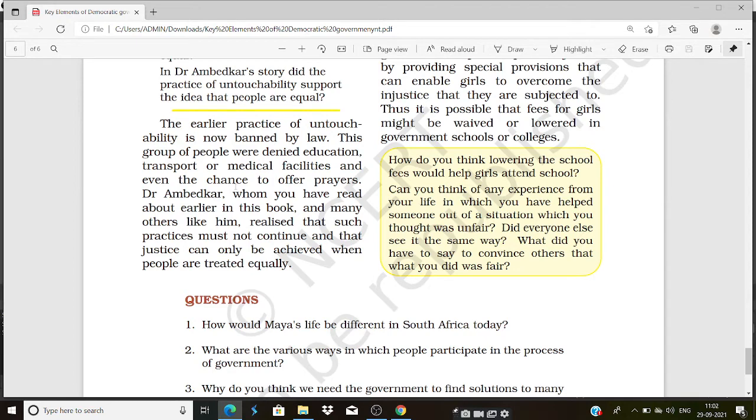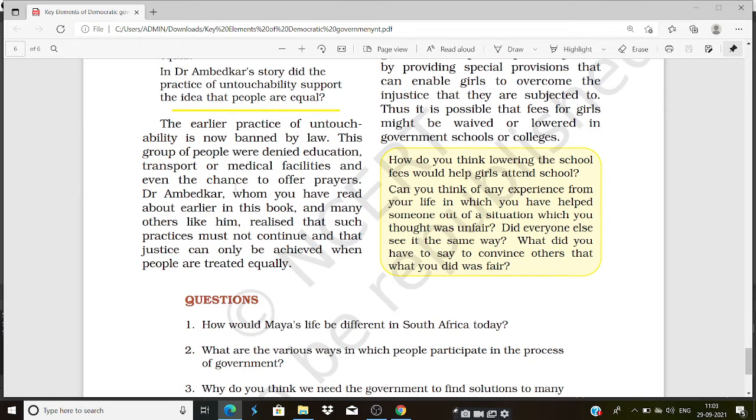That means they were not allowed to sit in the same vehicle in which the high caste people were traveling, or to take treatment in the same hospitals where the high caste people were allowed. Okay, and they were not even allowed to pray. They were not even allowed to enter the temple.